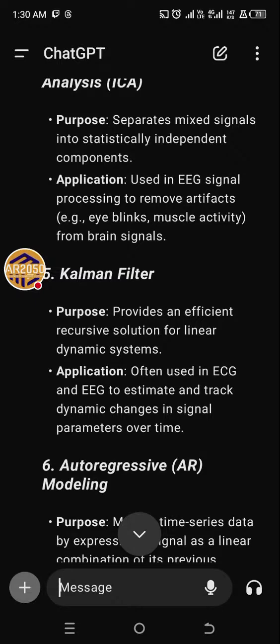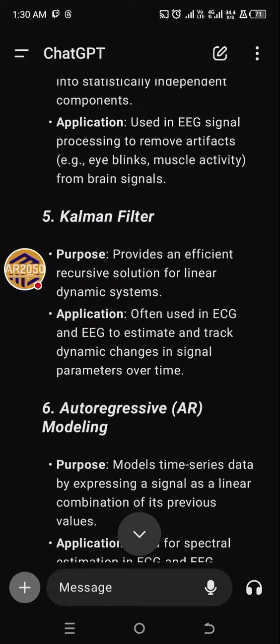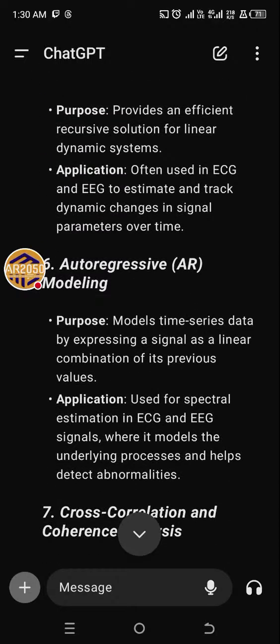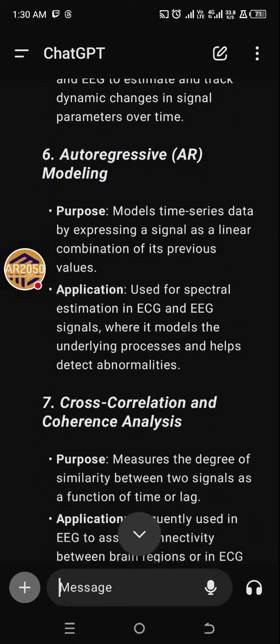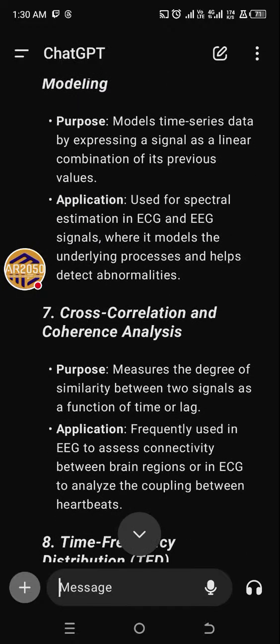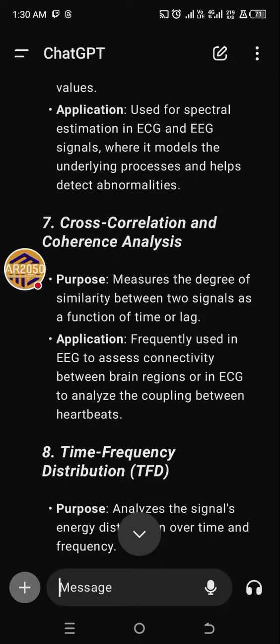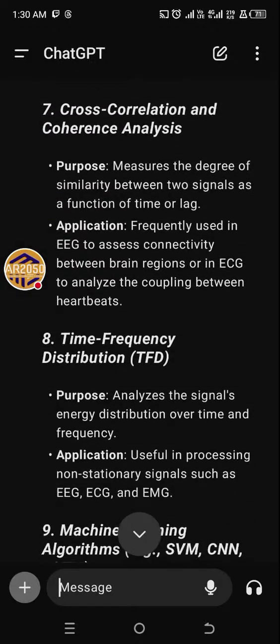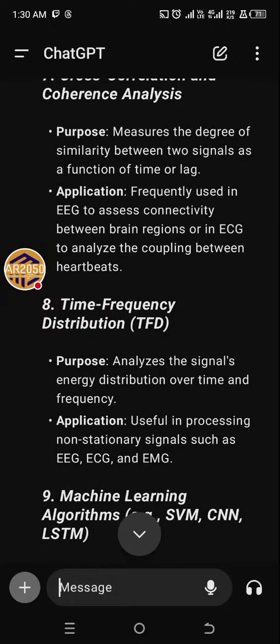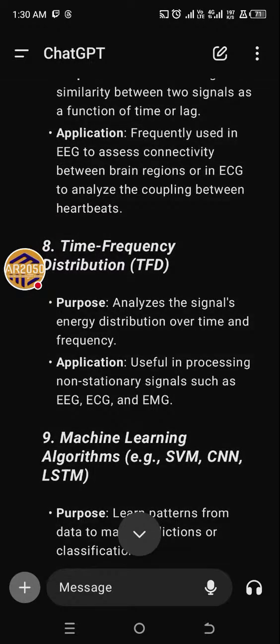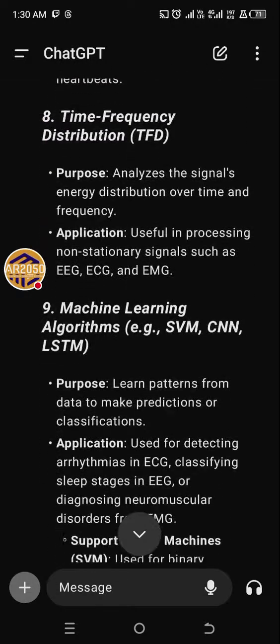It provides an efficient recursive solution for linear dynamic systems. And then we have auto-regressive modeling, which models the time series data by expressing a signal as a linear combination of its previous values. And we have cross correlation and coherence analysis. It measures the degree of similarity between two signals as a function of time or lag. Then we have time frequency distribution. It analyzes the signal's energy distribution over time.